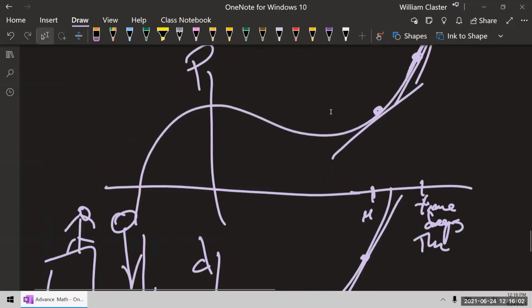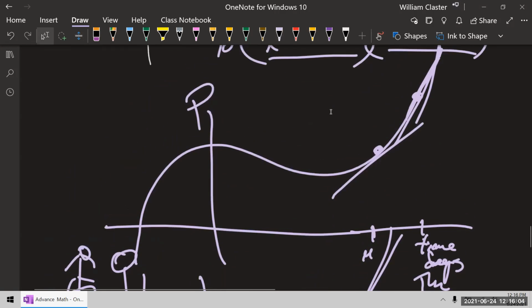Going back to this example, this is how quickly the price is increasing on Monday and how quickly the price is increasing on Thursday. So that might be important to somebody. So rates of change or slopes are important.